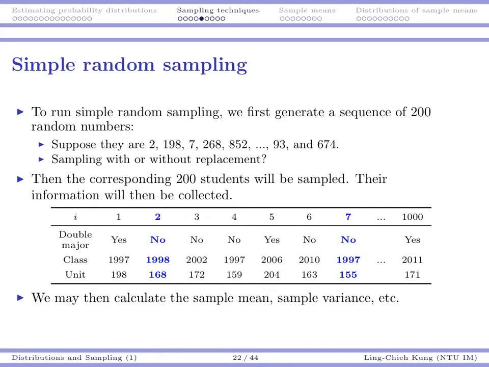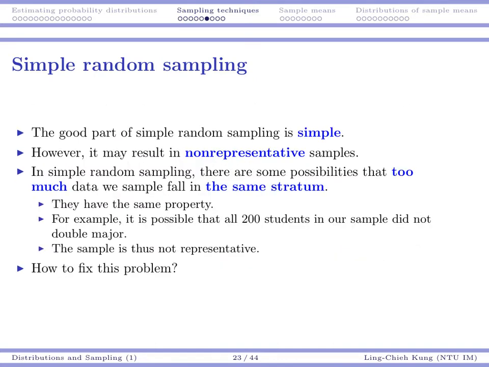Okay, so now I generate 200 random numbers, and I mentioned that they cannot be identical. No two values can be identical. Then I'm going to select 200 distinct samples, and then I'm getting 200 students. I'm getting number 2, I'm getting number 7 because they exist in my sequence of random numbers. And then given those 200 students, I can calculate sample mean, sample variance, whatever I want. So that's just that simple.